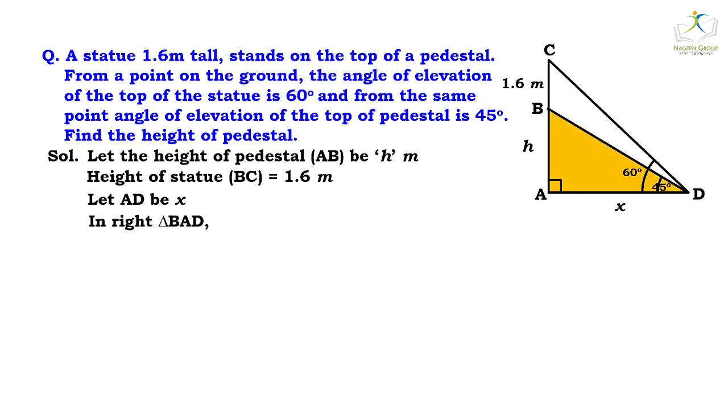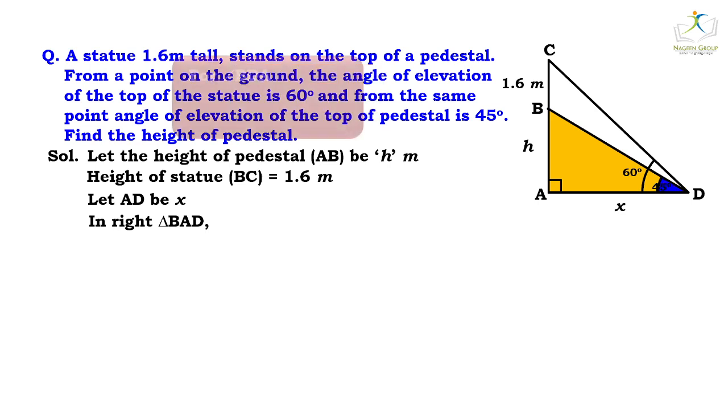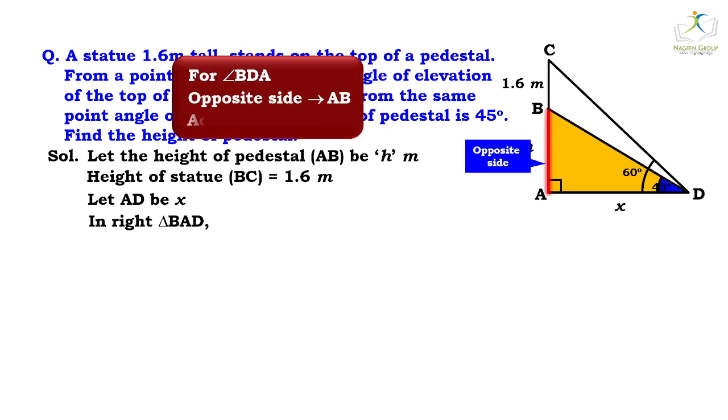Here, take a triangle BAD. हमने एक ट्रायंगल ली और ट्रायंगल का नाम क्या रख दिया, BAD. Observe angle D. From here, BDA: opposite side divided by adjacent side. देखो, आपको फाइंड आउट करनी है हाइट और उसके लिए बॉटम तो जरूरी पड़ेगा, है ना, जरूरत पड़ेगी उसकी.